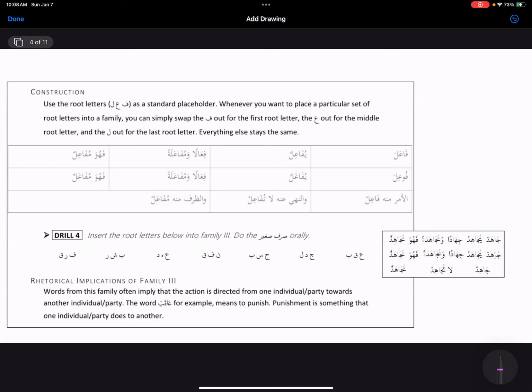Ahada, yuahidu, ihadan, muahadatan, fahuwa, my aim is weak, muahidun. Muahadatun. Sorry. Muahidun.